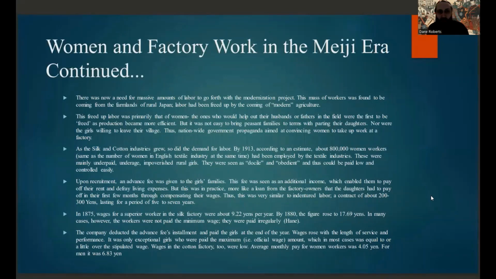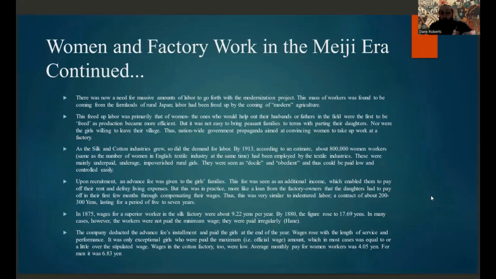There was also a need for massive amounts of labor to help with the modernization of Japan. So oftentimes families would sell their daughters to factories and other industries, which led to an increase and a proliferation of women workers. Eventually, by 1913, there were about 800,000 workers, and these helped grow the silk and cotton industries. Also, the growing silk and cotton industries helped grow the demand for more women, so it was sort of an endless loop.